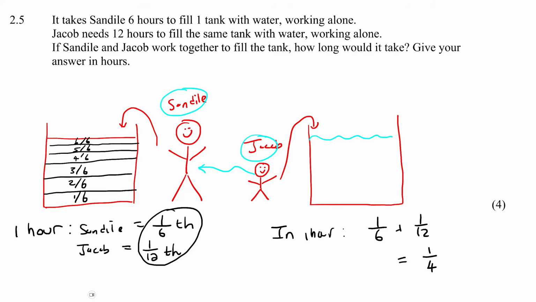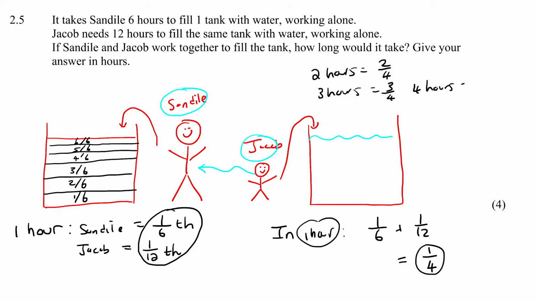So listen to this carefully. In 1 hour, they can fill up a quarter. So that means in 2 hours, they would be able to fill up 2 quarters. In 3 hours, they would be able to fill up 3/4. And in 4 hours, they would be able to fill up 4/4, which is 1 whole. So it's going to take them 4 hours. That is the final answer. So you see, it makes sense. When Sandile works by himself, he takes 6 hours. When little Jacob comes and helps him, even though Jacob is a little bit slower, it still makes the total time less.